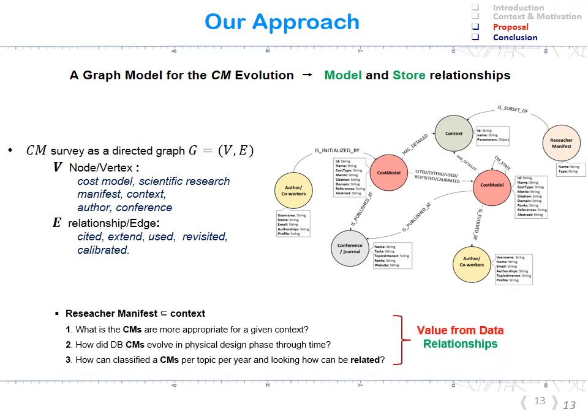We look at the cost model survey as a directed graph with a set of nodes and a set of relationships. In our graph model, cost models are represented by nodes with the label cost model. For each cost model node, we store the information parameters and the paper references. For the cost model researcher, a manifest is defined as the partial set of cost models to formulate different research questions. A researcher needs to answer several research questions to get value from data and relationships.